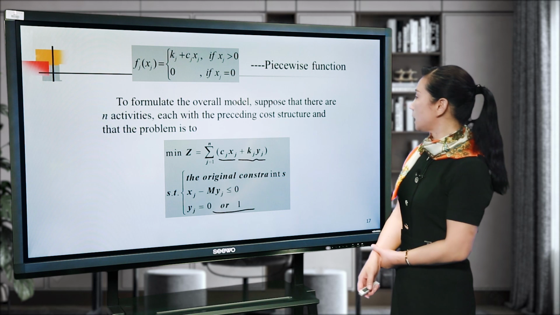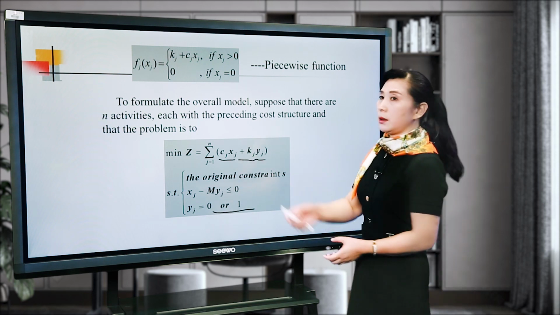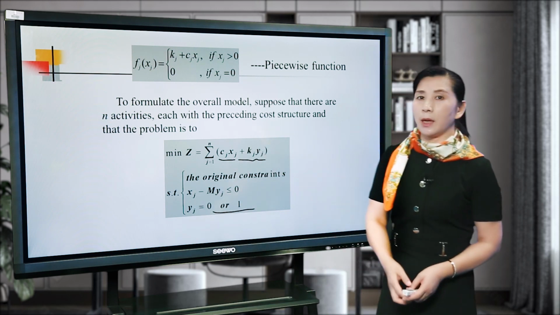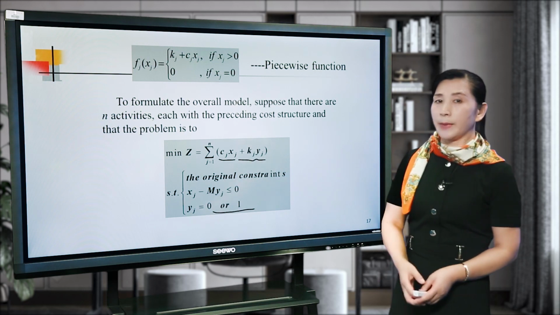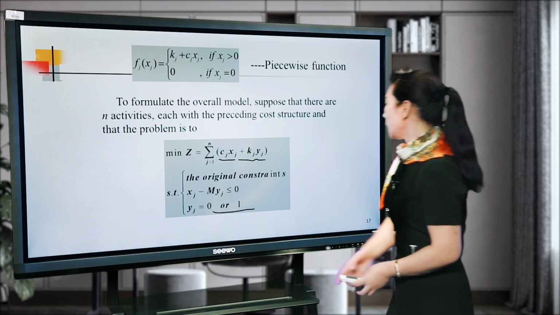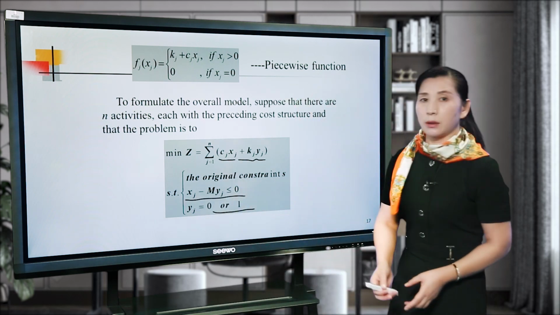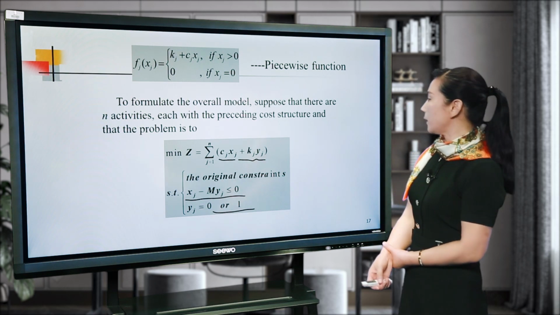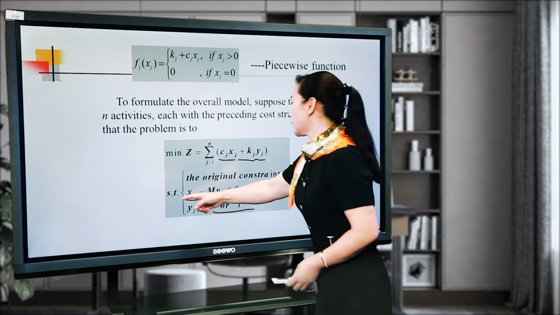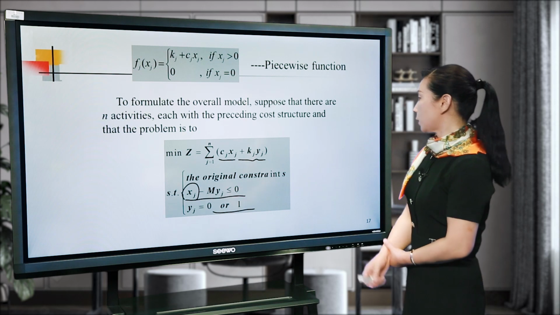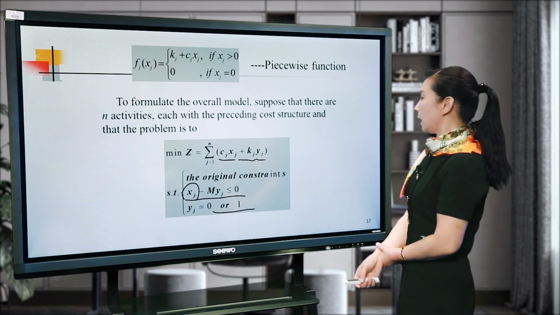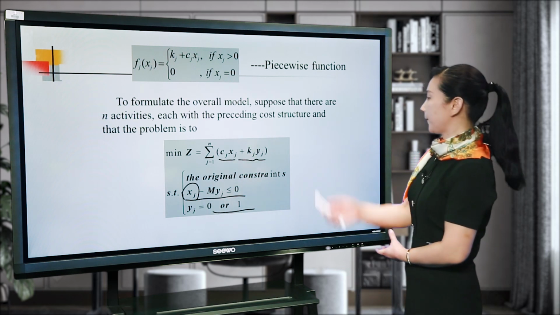We notice that in this model, if yj equals 0, then there is no fixed cost. And if yj is equal to 1, then the model has this fixed cost. And in this inequality, we can notice that only if yj equals 1, xj may be greater than 0. If yj is equal to 0, xj must be 0. That is, product j is not produced.